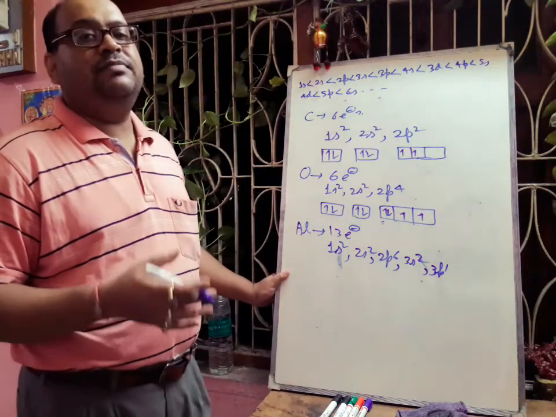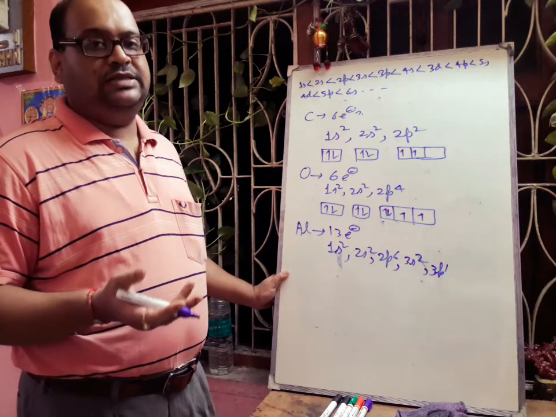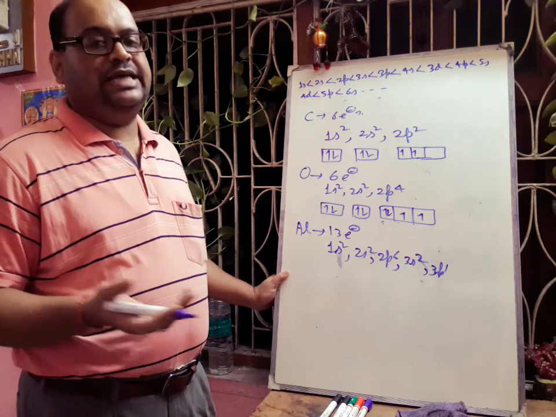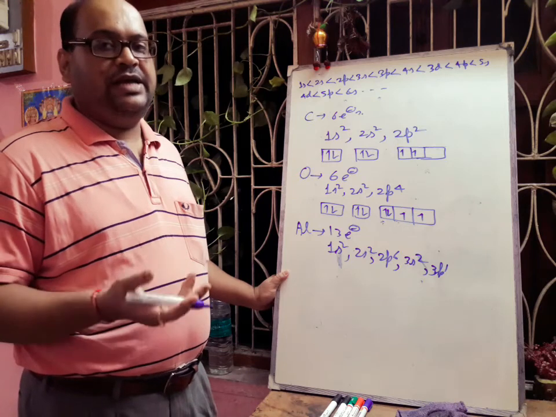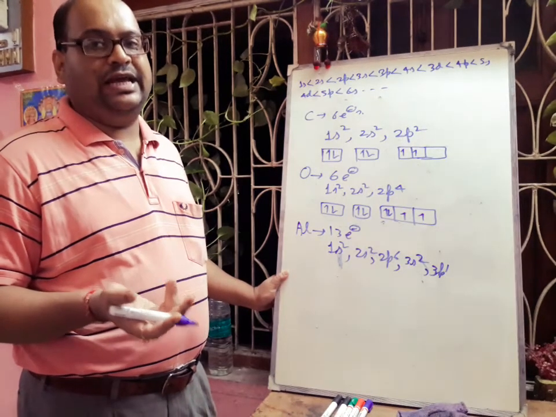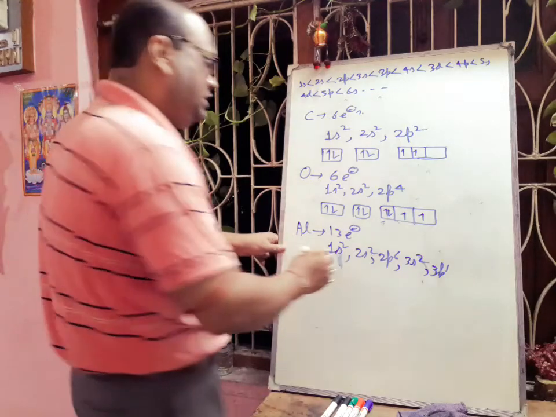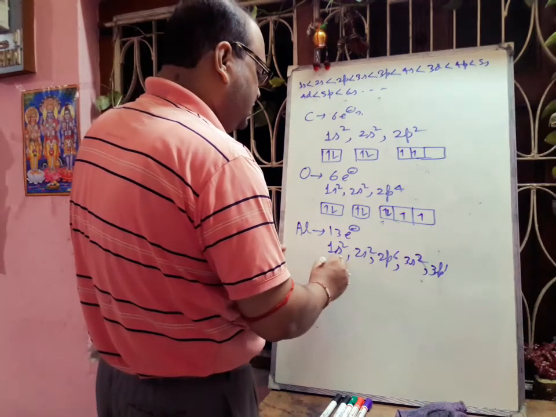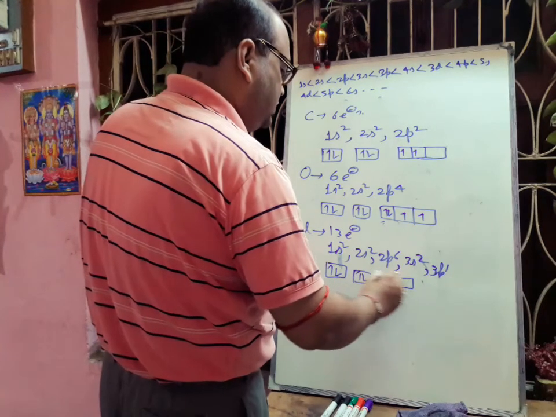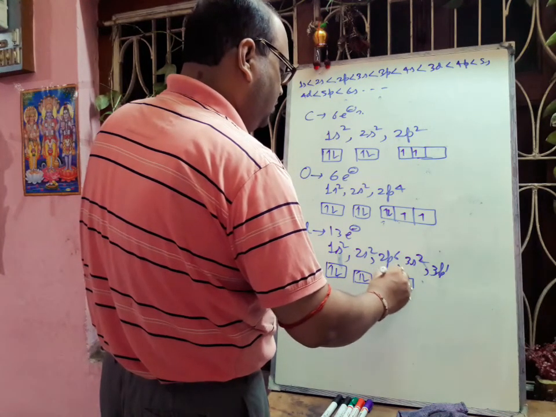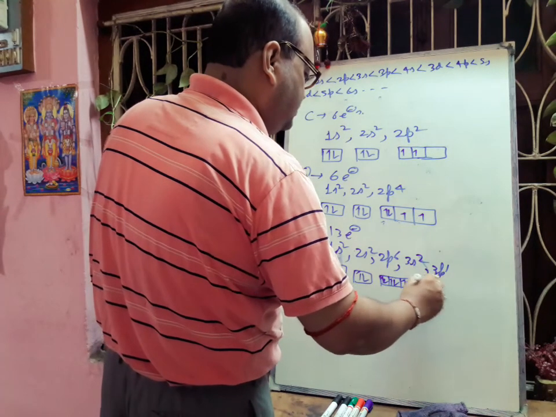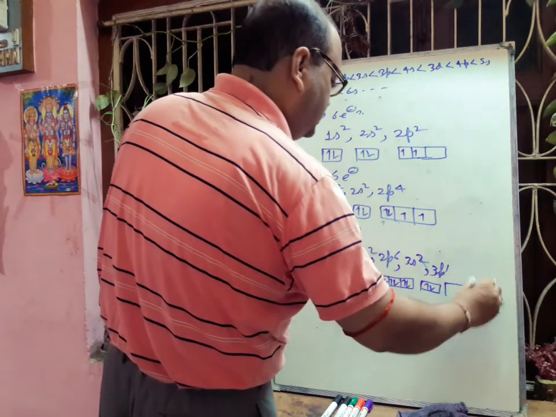Now this p may be x, maybe y, maybe z, because they have the same energy. We are just indicating by axes x, y, z. We can write px, py, pz. Generally, x comes first. So here if we draw the box diagram, you can understand that this one is 1s2, this one is 2s2, this one is 2p6, this one is 3s2, and this one is 3p1.